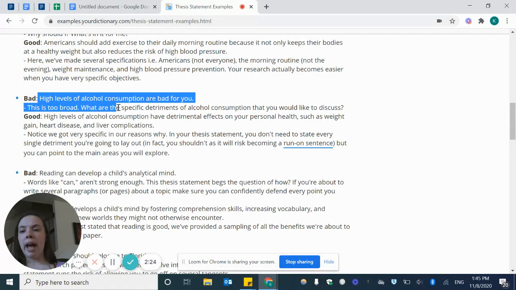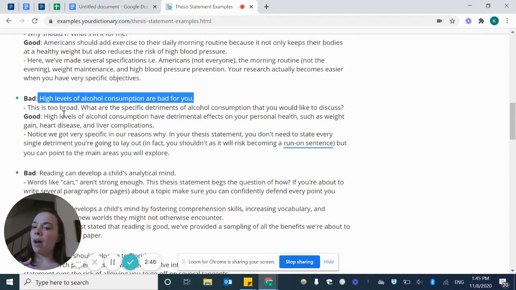Here's another one. A bad one would be: high levels of alcohol consumption are bad for you. Again, this is too broad. So what risks do you want to talk about in your paper? For example: high levels of alcohol consumption can have detrimental effects on your personal health, such as weight gain, heart disease, and liver complications.